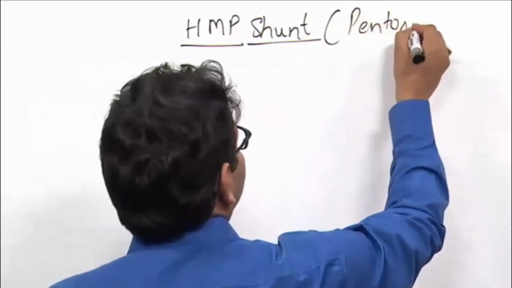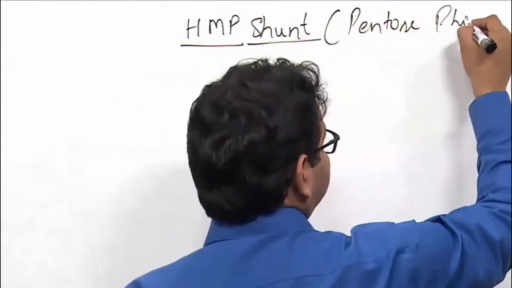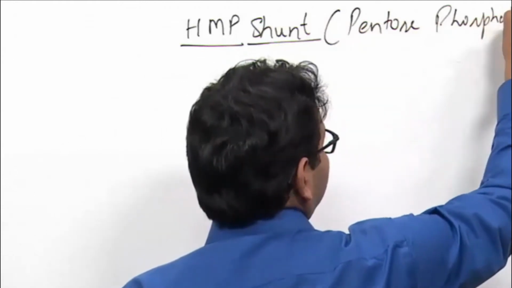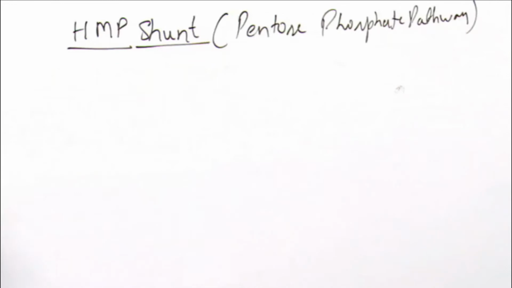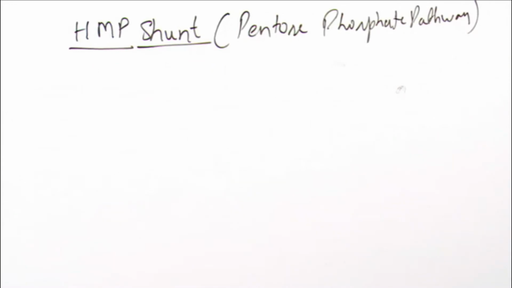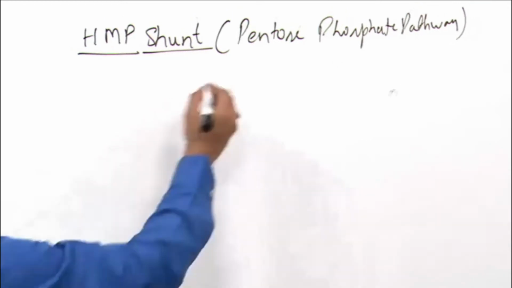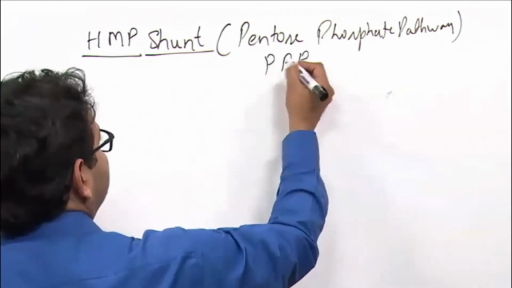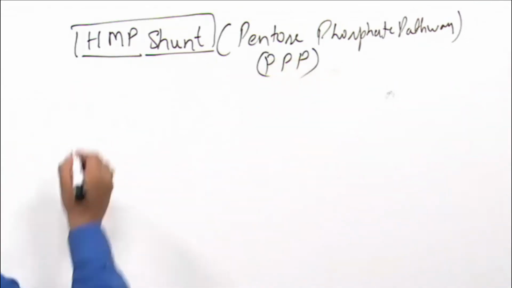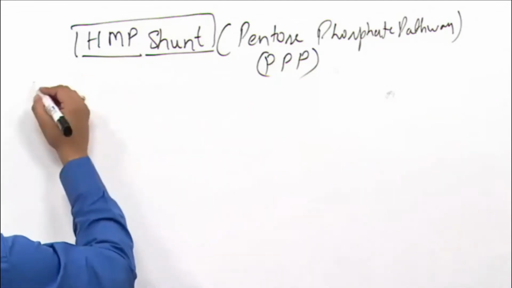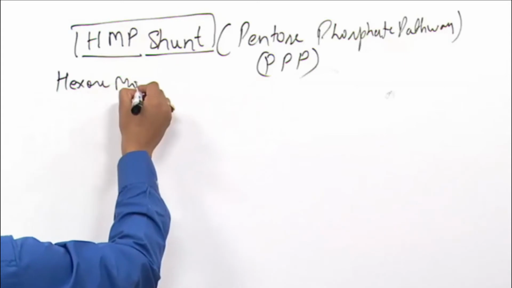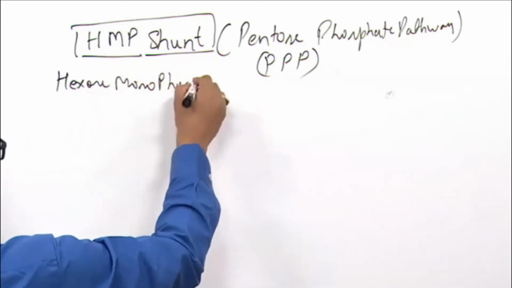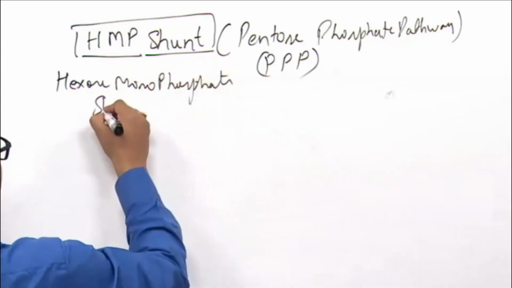Pentose phosphate pathway. HMP shunt, hexose monophosphate shunt or pentose phosphate pathway, PPP. A starting point of, yes, hexose monophosphate shunt.